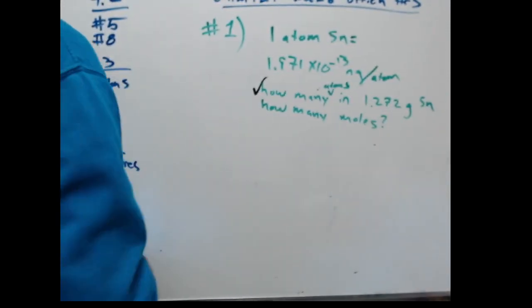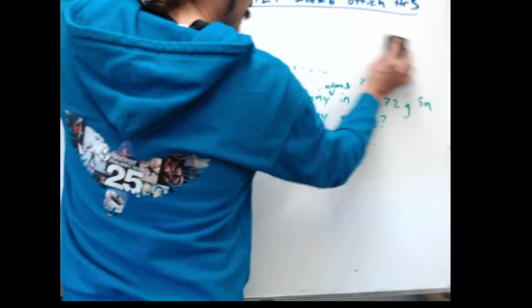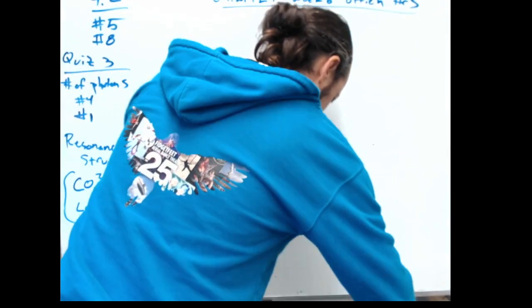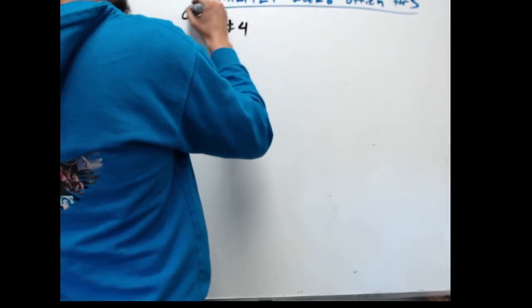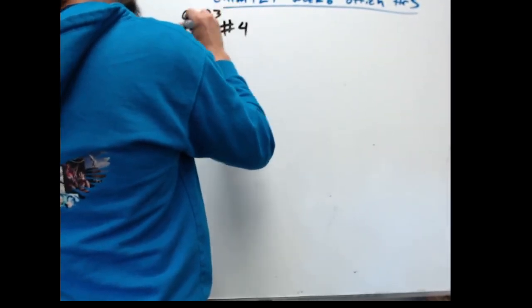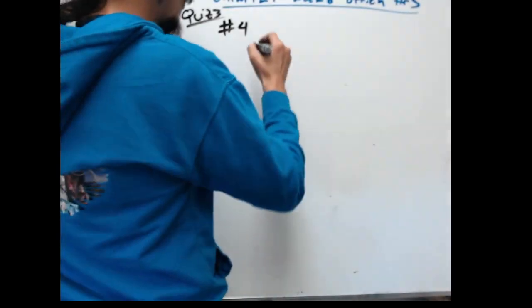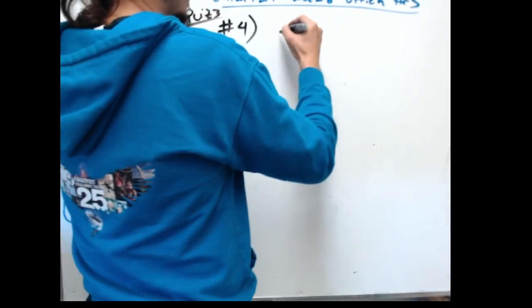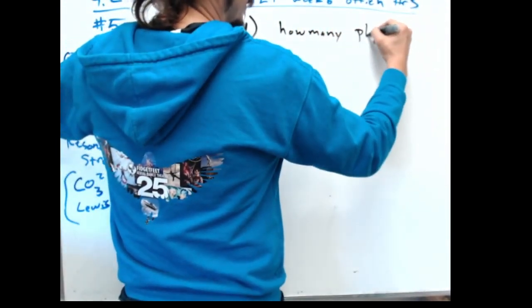That was number 1. Let's go ahead. We ready to go on to number 4, the number of photons? Sorry, I forgot to say the last one was from quiz 3. Number 4. How many photons are emitted in 3 seconds from a 55.5 watt UV lamp?